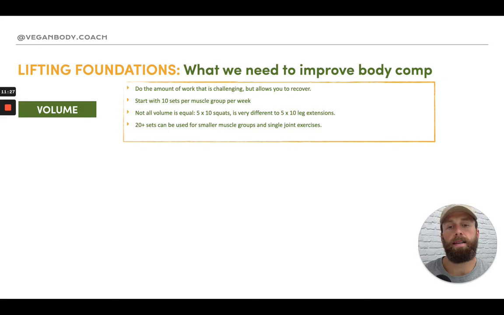And then 20 plus sets can be used for smaller muscle groups or single joint exercises. So things like a leg extension or a bicep curl or a calf raise. These types of exercises, you might be able to push that volume up a little bit higher and train them a little bit more frequently as well, as they will recover a lot faster than a big muscle group such as your quads or your back or your glutes. So generally targeting around 10 sets per muscle group per week is a pretty good place to start for volume, and you can allocate that throughout your week, whatever fits with your lifestyle and your preferences.